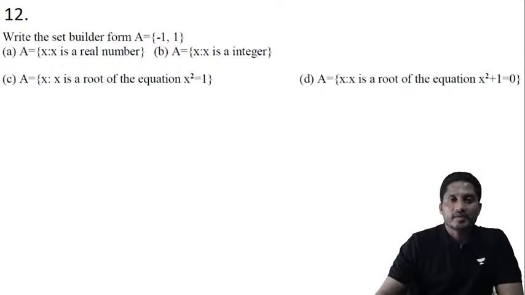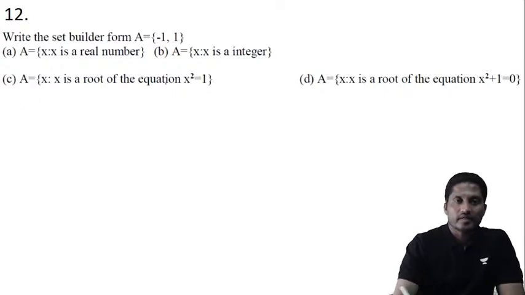Write the following in set builder form. It should be C only, right? X square is equal to 1 means x is equal to plus minus 1, right? Set builder form is minus 1 and plus 1 only.